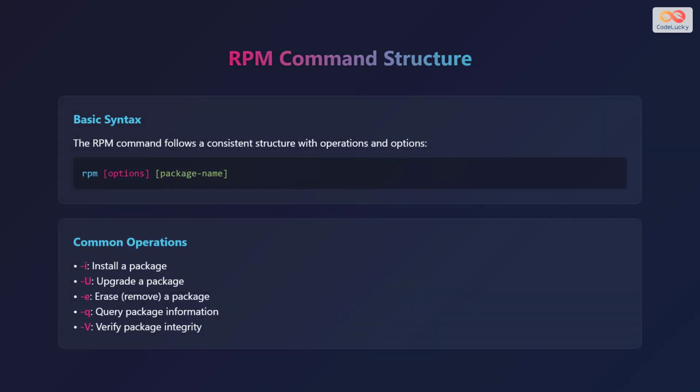Let's take a look at the basic structure of an RPM command. The syntax is consistent with operations and options. You start with the command rpm, followed by any options you want to use, and then the package name. Some common operations include -i, which is used to install a package, -U to upgrade a package, -e to erase or remove a package, -q to query package information, and -V to verify package integrity. These operations are the building blocks for managing packages with RPM.